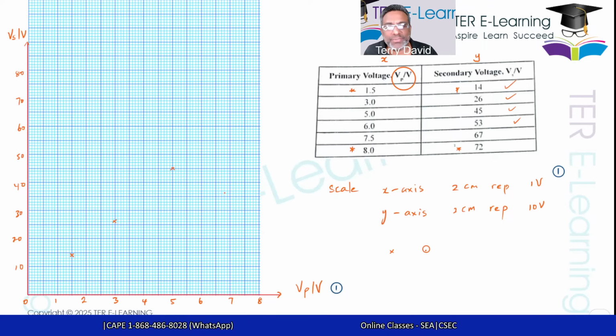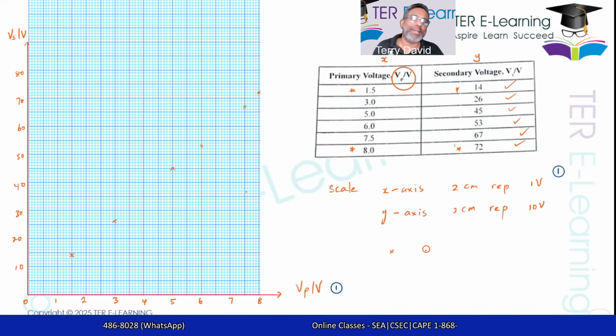Next one is 6 against 53. So 6 against 50, 51, 52, 53. Then 7.5 against 67. This is 65, 66, 67. And then the last one here is 8.0 against 72. This is 71, 72, right?